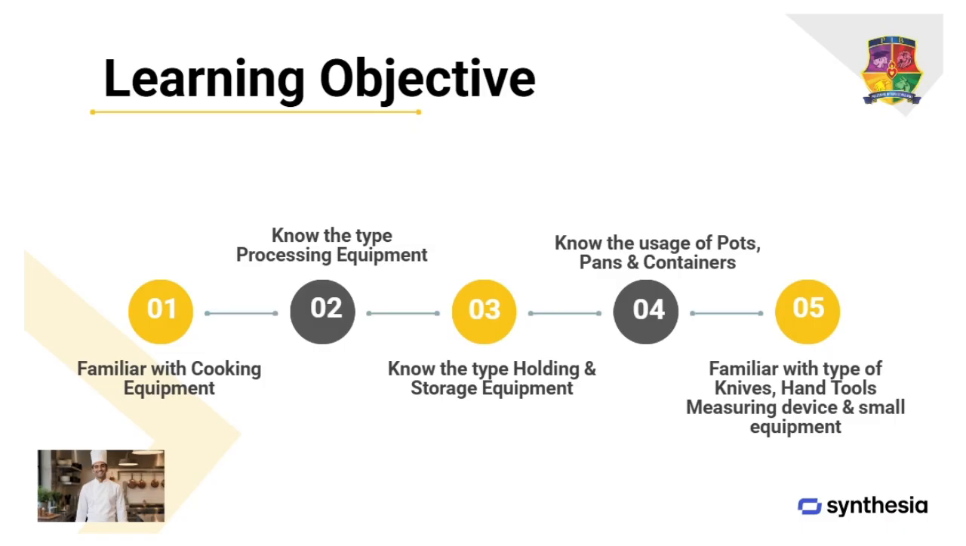You will learn about equipment used to store both raw ingredients and finished products while maintaining their quality, safety, and shelf life. Fourth, you will learn about the usage of pots, pans, and containers. It is important to understand that different cookware has different functions. For example, a saucepan, frying pan, and stock pot are designed for different purposes. And finally, we will become familiar with knives, hand tools, measuring devices, and small equipment. These tools are essential for accuracy, efficiency, and consistency in professional cooking.